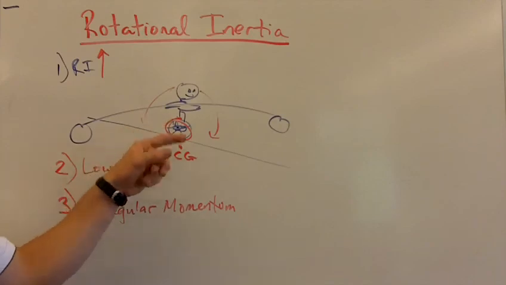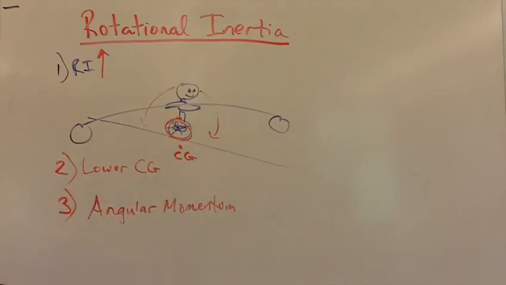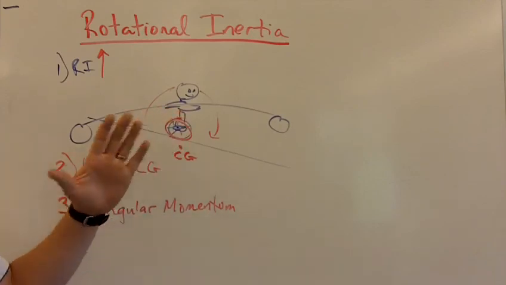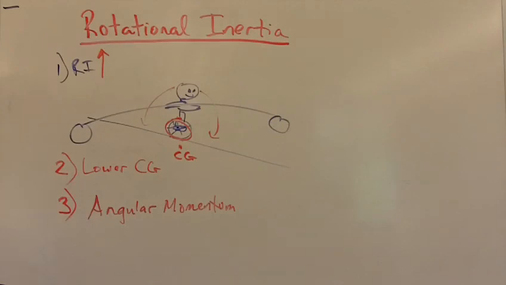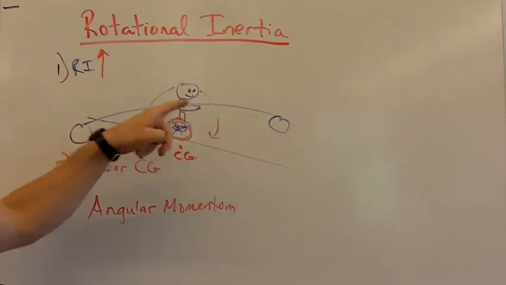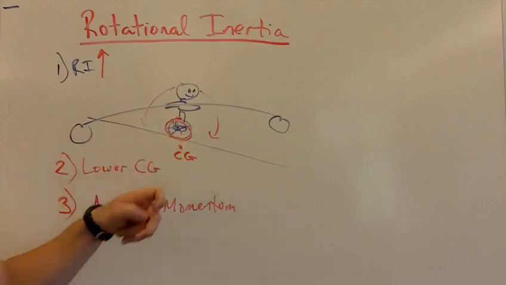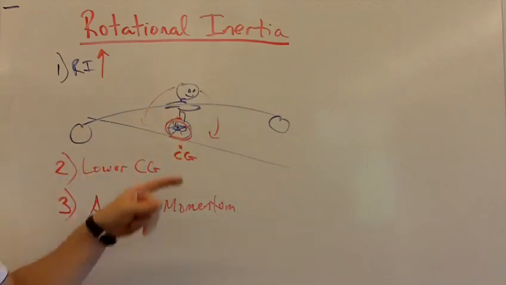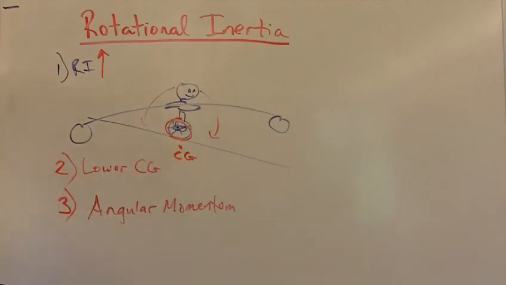So the spinning bike tire has angular momentum, therefore it continues to spin in the same plane and makes it less likely that he will topple over and fall to his death with the alligators. All right, more rotational inertia because of the bar, lower CG because of the weights on the bar, and angular momentum because of the bike tire. Don't try this at home.